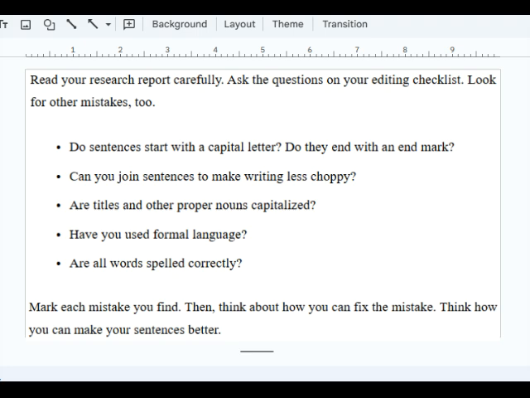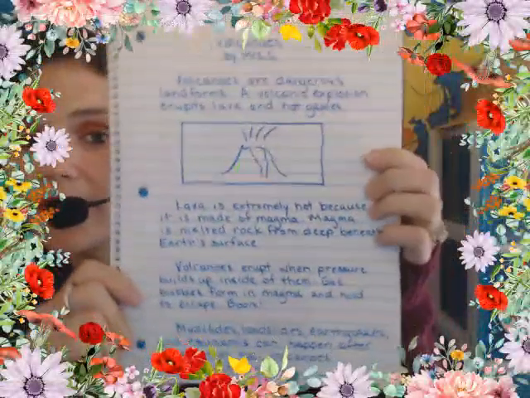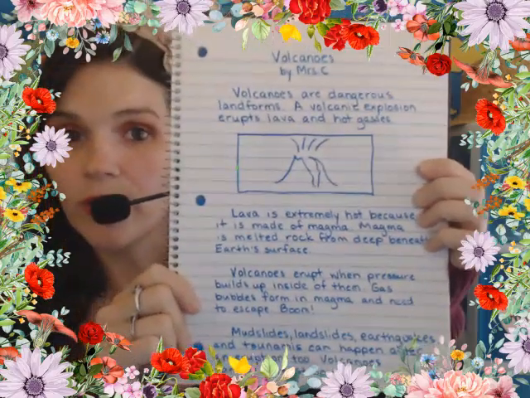Read your research report carefully. Ask the questions on your editing checklist. Look for other mistakes too. So in your published draft, you're going to type it. You're going to type it all out. Once you get your published draft that you've copied from your first draft that you wrote down, you're going to want to do the best job possible. So use your written draft. Use this and do all of the editing that you need to do before you type.